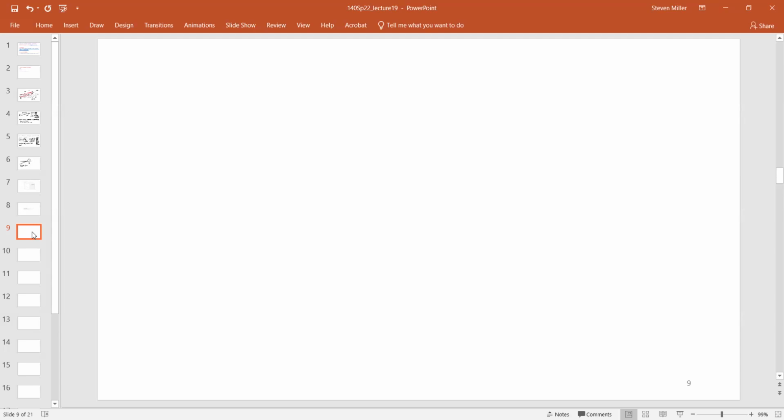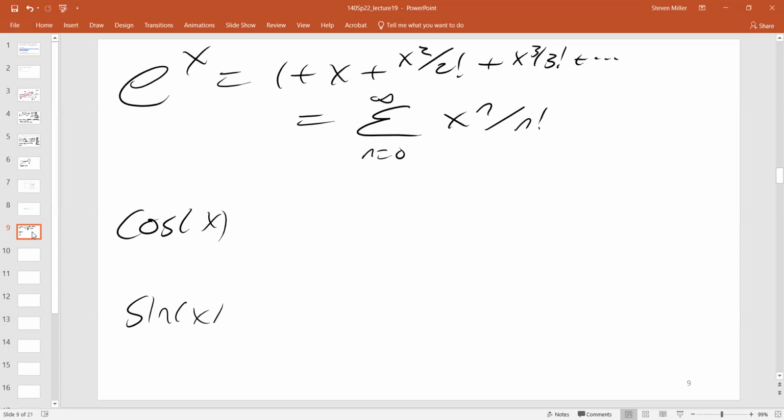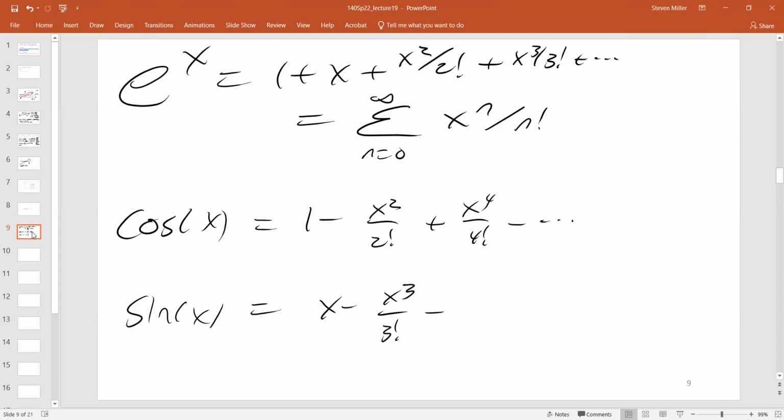You've already seen sequences and series for functions. Some of you might remember, e to the x is 1 plus x plus x squared over 2 factorial plus x cubed over 3 factorial, and that's just the sum of x to the n over n factorial. It turns out that cosine of x and sine of x, the way we really evaluate them is we give infinite series. Cosine is 1 minus x squared over 2 factorial plus x to the 4th over 4 factorial. Sine is x minus x cubed over 3 factorial plus x to the 5th over 5 factorial.